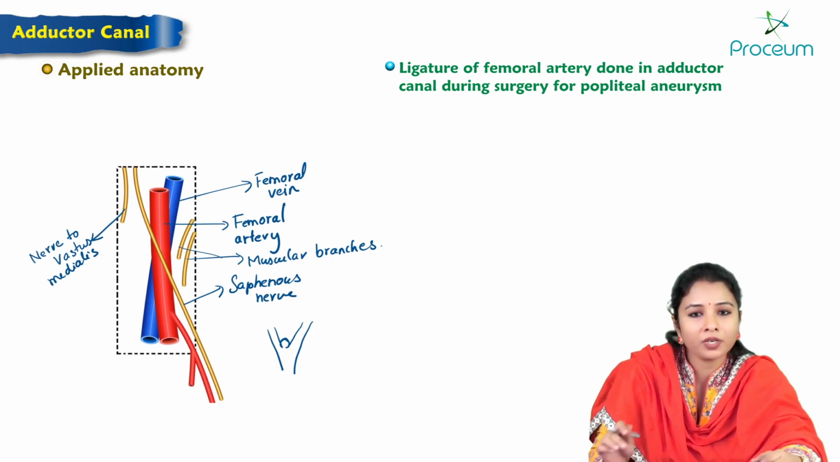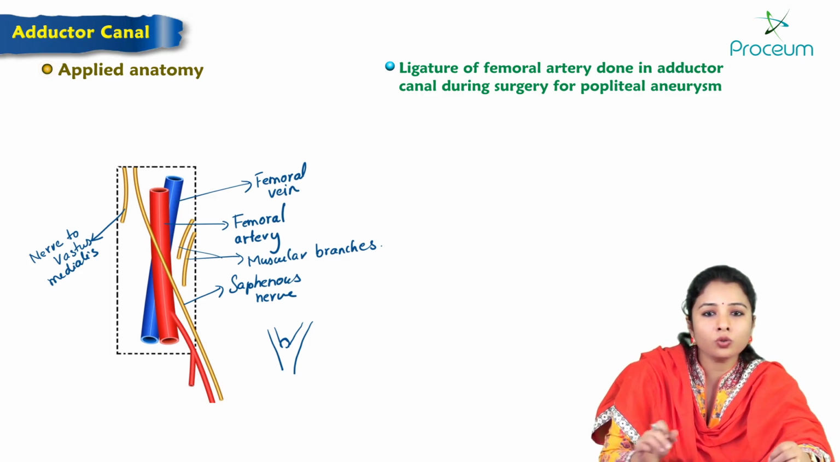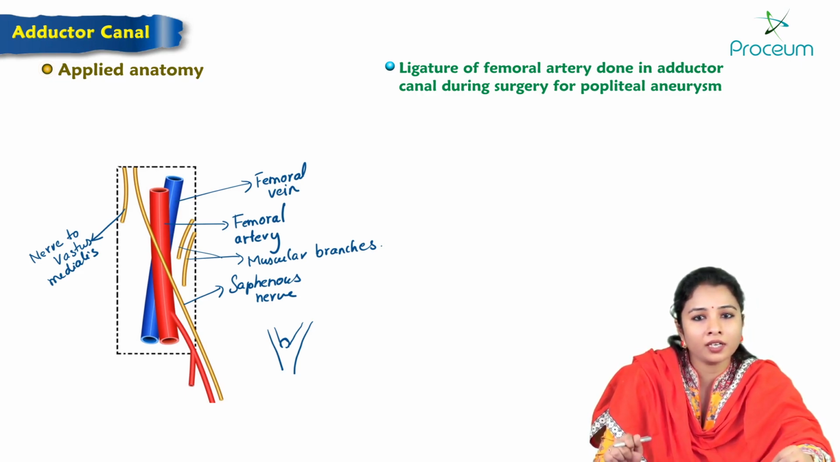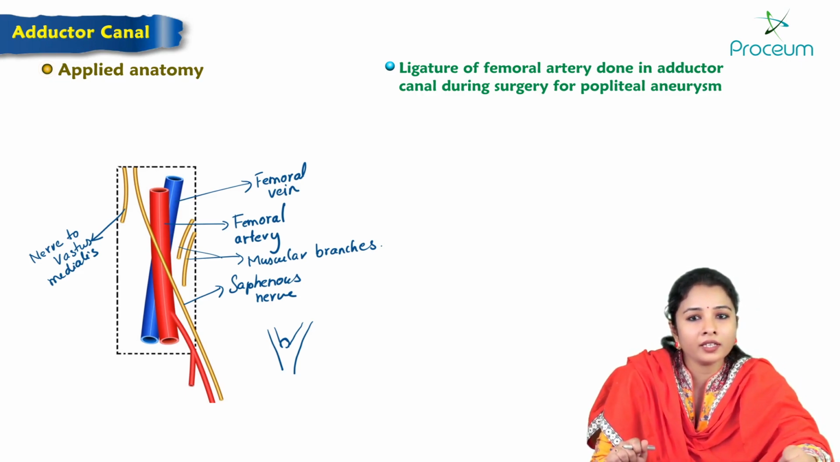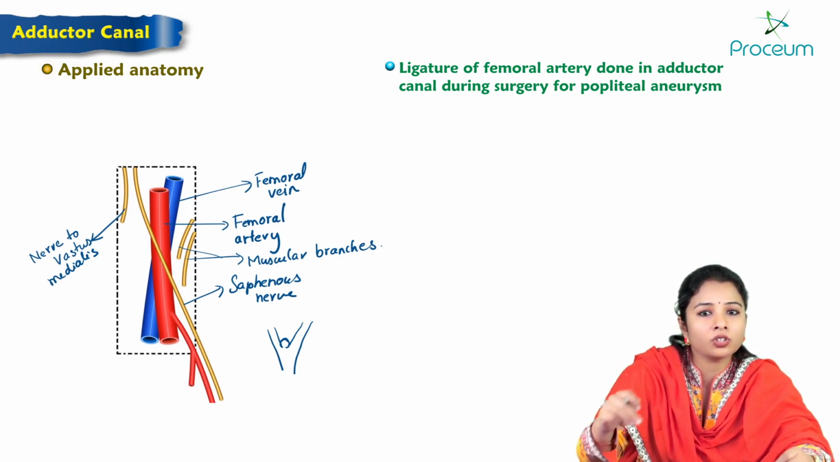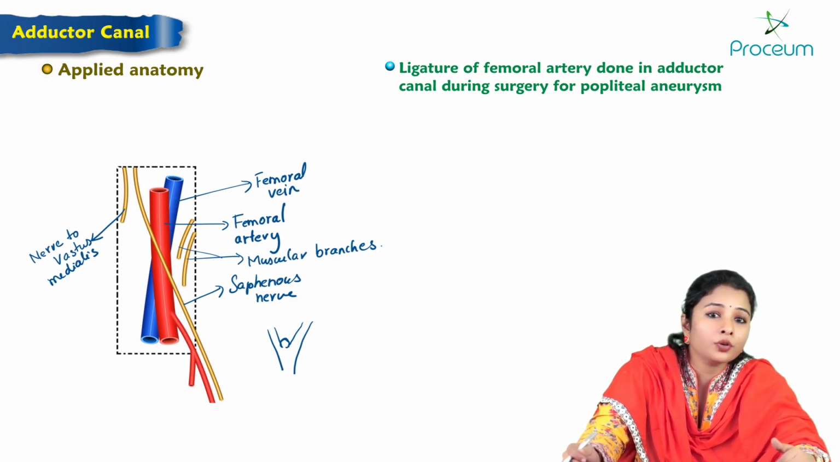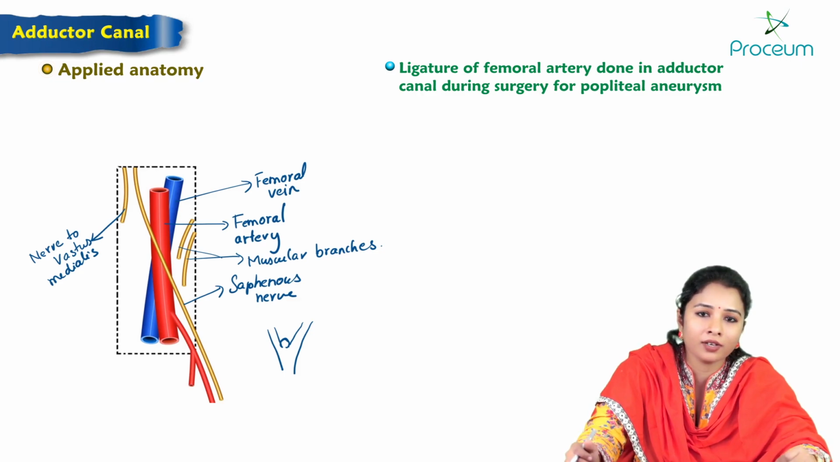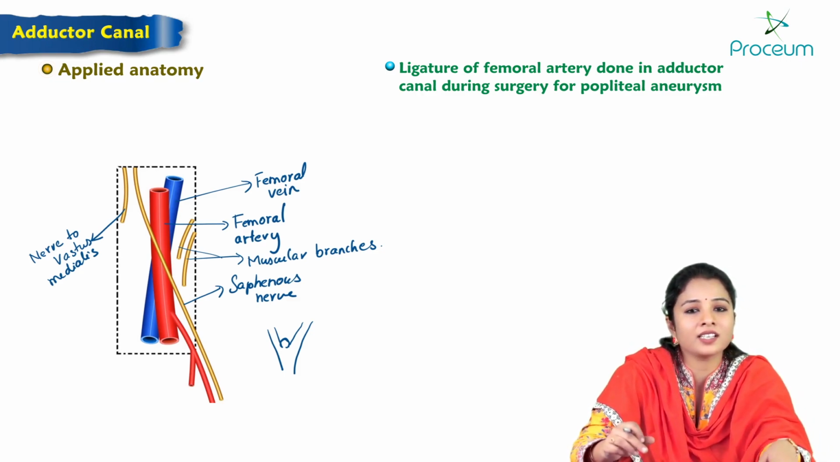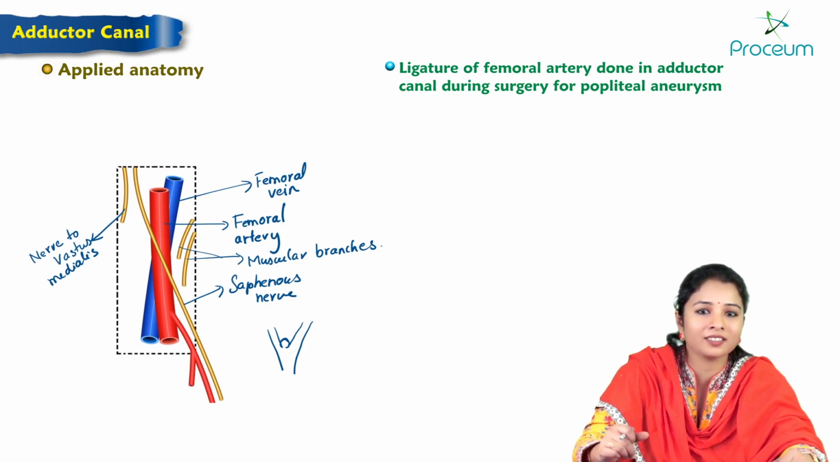If such a popliteal aneurysm is seen along the popliteal artery, then to correct it we need to ligate the femoral artery to prevent hemorrhage. So the ligation of the femoral artery is done in the adductor canal during the surgery for popliteal aneurysm. This completes the adductor canal, which is short but very important in the clinical aspect. Thank you.